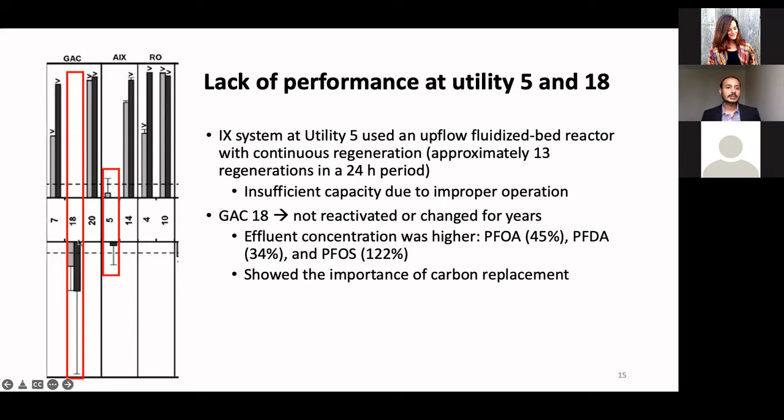The granular activated carbon system at plant number 18 actually showed a higher concentration in the treated effluent for PFOS and PFOA. And this was because the carbon material in this filtration system was very old. It was not reactivated or changed for years. As a result, it was eluting out all the accumulated PFAS from the carbon, and the concentration was higher in the effluent. So this suggested the importance of carbon replacement when treating PFAS.